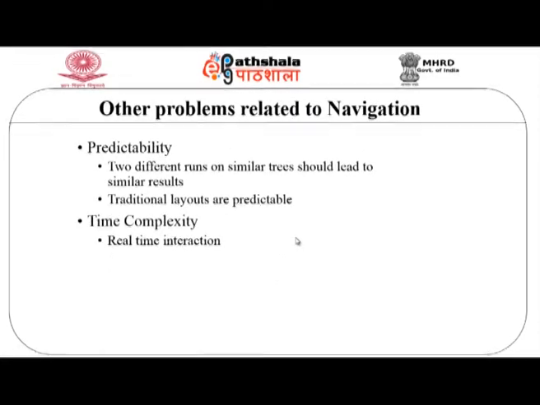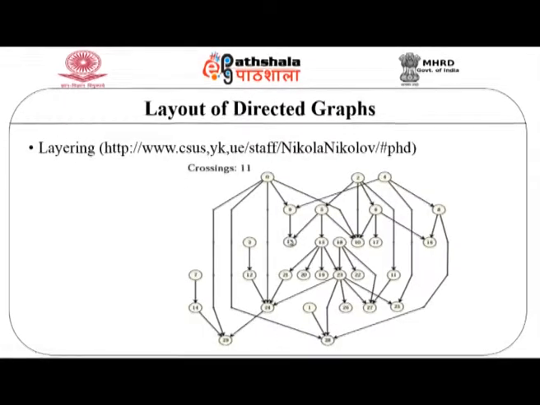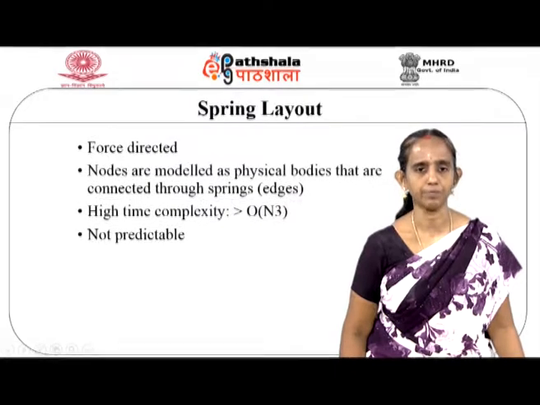Some of the other problems related to navigation in graph data are predictability. The other one is the time complexity, the real-time interaction. So this is a layout of a directed graph which is being represented using layerings. Here in this graph, which has been taken from the URL that is given here, you can see that there are 11 crossings as such. So here there is a crossing, here there is a crossing, here you have so many crossings. So if you count, there are 11 crossings for this set of nodes that are being represented here.